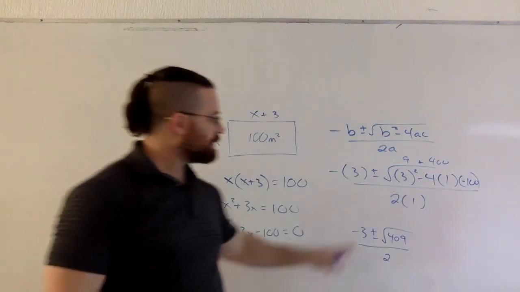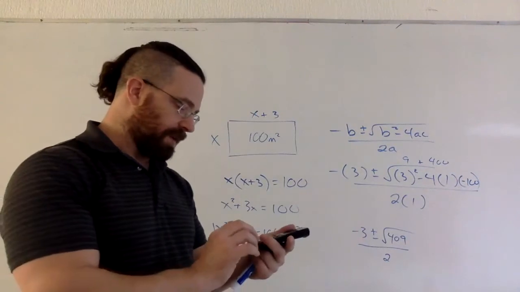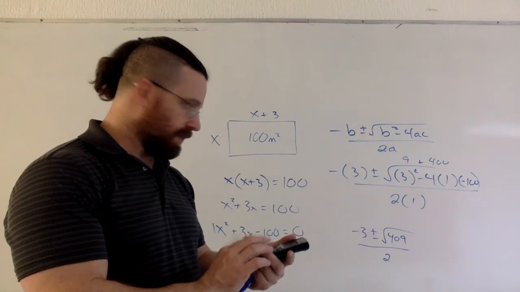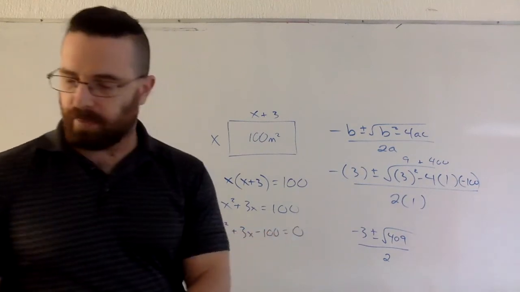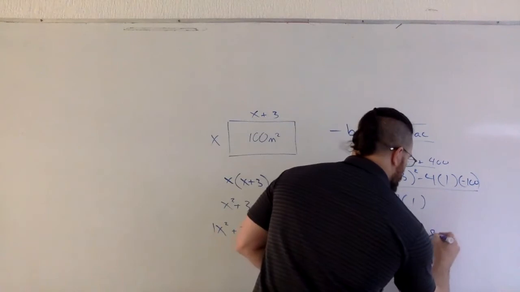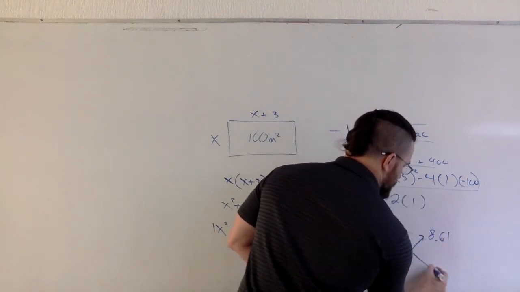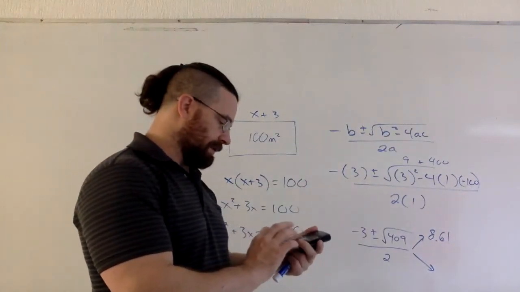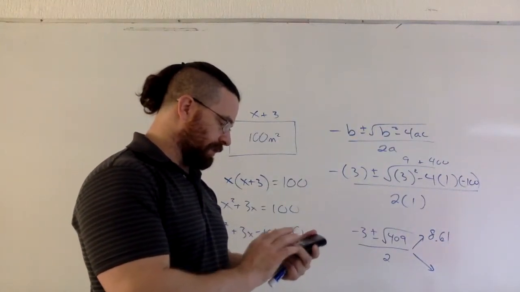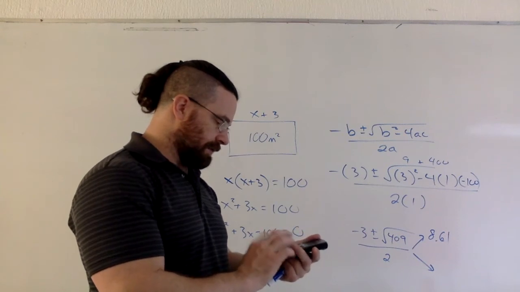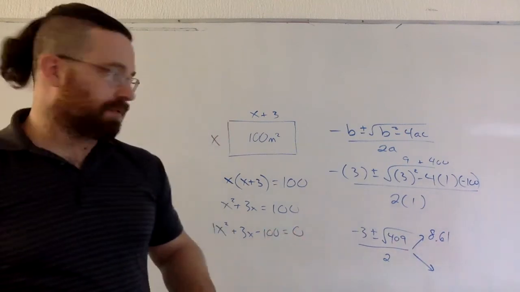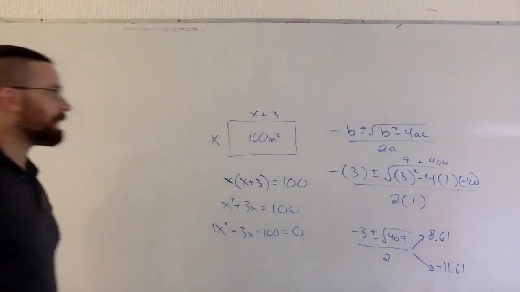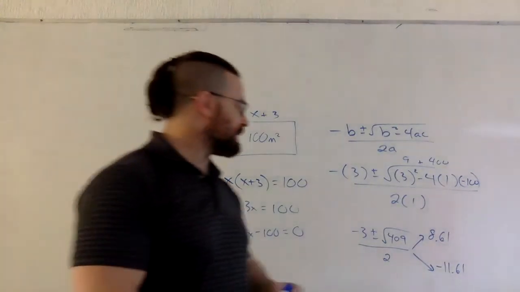From there, let's go ahead and get our answers. So if I do negative 3 plus the square root of 409, all divided by 2, I get 8.61. That's one answer. If I get the other answer, that's going to be negative 3 minus the square root of 409 divided by 2, and I get negative 11.61.